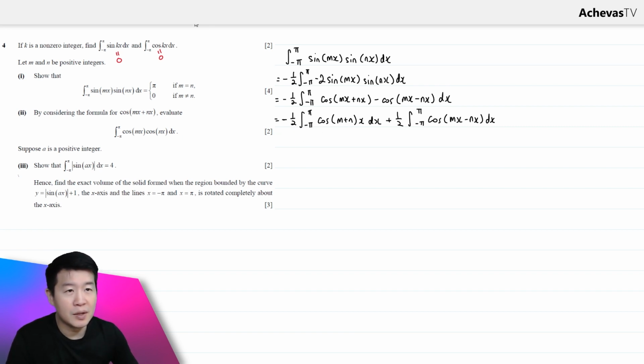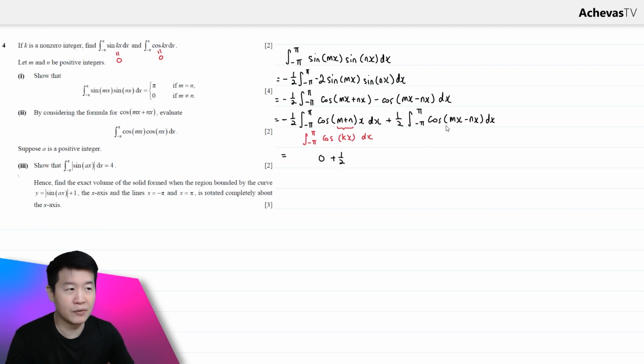So, okay, now it's correct. Then from here, what we need to do next is this m plus n. So in this question, m and n are positive integers, which means that m plus n will be an integer by itself. So I can see this as if it is k, cosine kx, where k is any non-zero integer. So it is like the integral from minus pi to pi of cosine of kx dx, which is this result, and it's going to give us a 0. So this whole part is going to be 0.